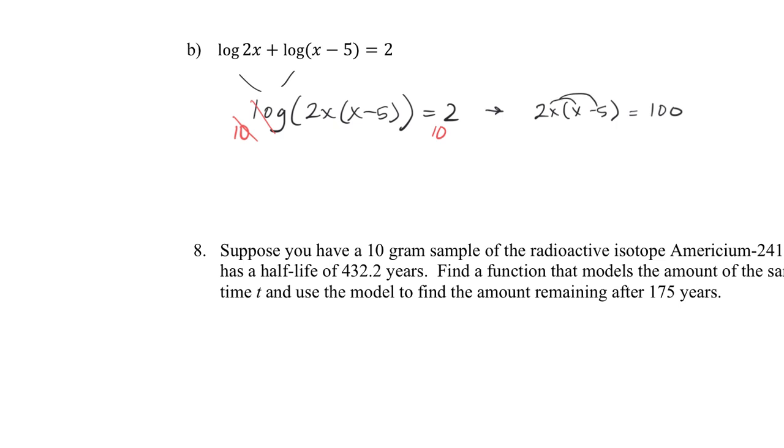We distribute there. We have 2x squared minus 10x is equal to 100. So subtract the 100, we get 2x squared minus 10x minus 100 is equal to 0. This is just a quadratic equation. I'm going to go ahead and factor out a 2.